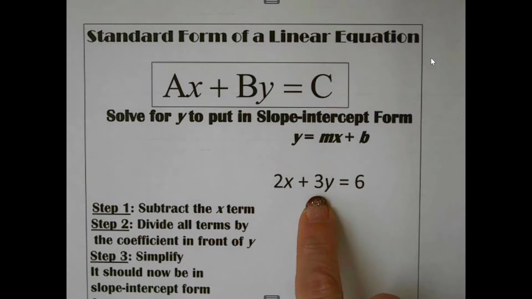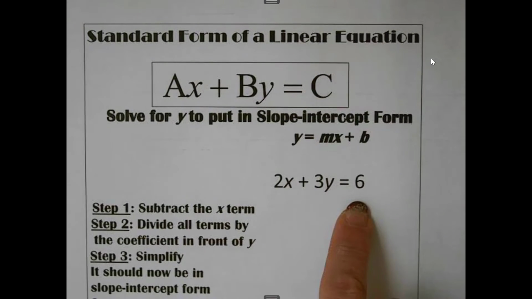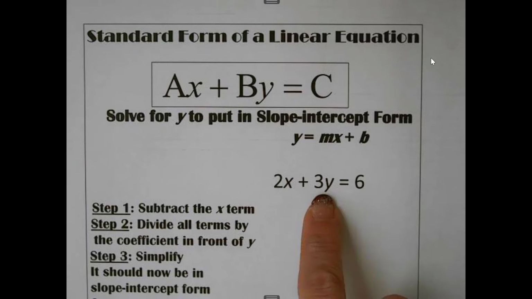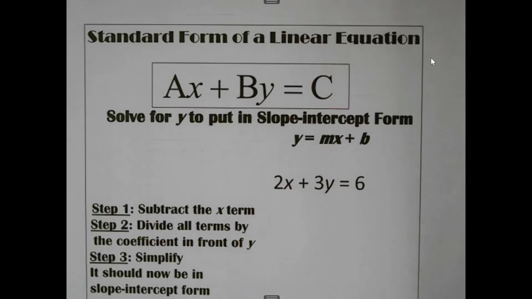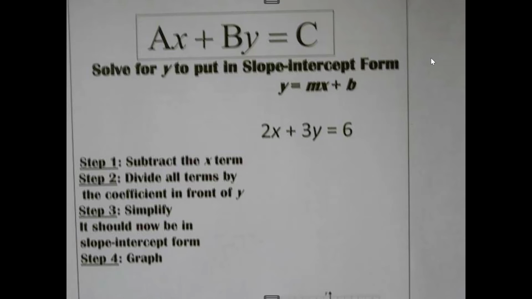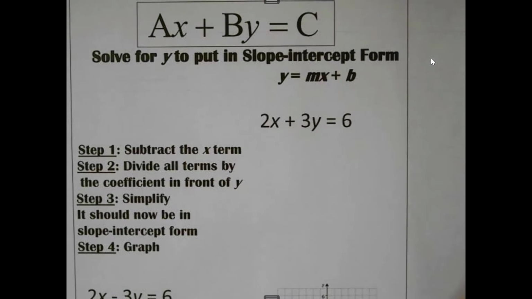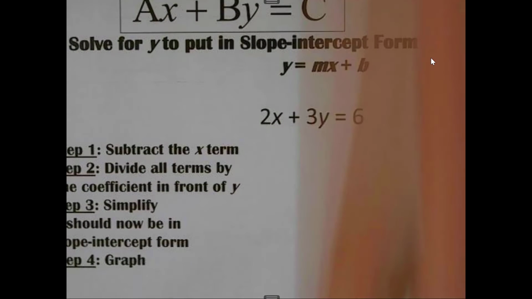2x plus 3y equals 6. This is in standard form. X and y are on the same side. Your x term, the coefficient, is positive. So let's see how we are going to solve this to get it set equal to y and then get it graphed.